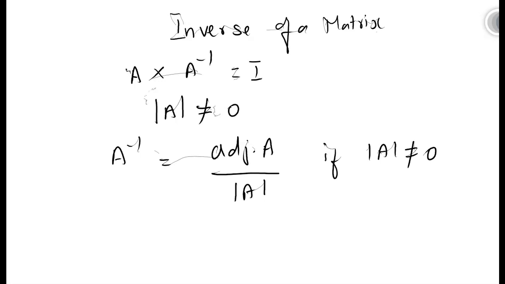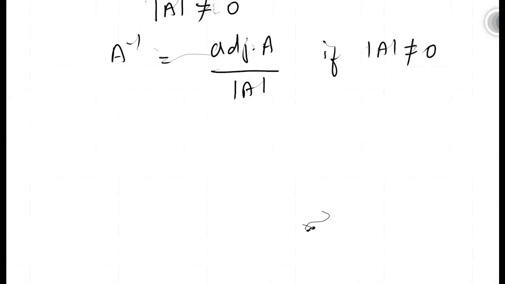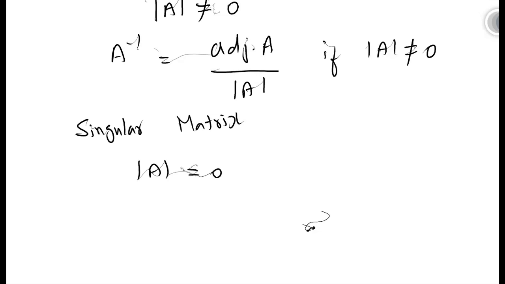Now coming to singular and non-singular matrix. A matrix is said to be singular if the determinant value of A is equal to 0. If the determinant of A is not equal to 0, then it is a non-singular matrix.